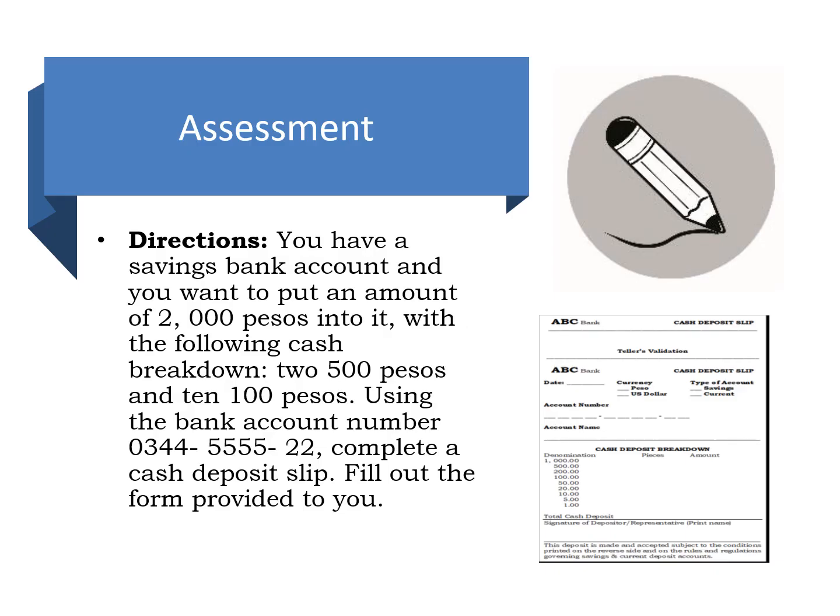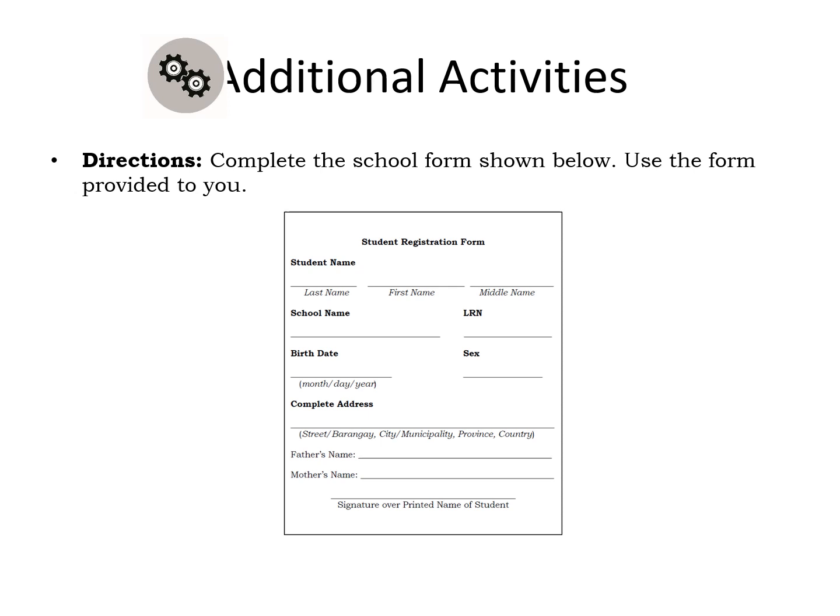Okay, so let's go now with the assessment. Okay, so directions, you have a saving bank account and you want to put an amount of 2,000 pesos into it. With the following cash breakdown, 2,500 pesos and 100 pesos using the bank account number 0344-5555-22. Complete a cash deposit slip. Fill out the form provided to you. Okay, while for the additional activities, direction, complete the school form shown below. Use the form provided to you.